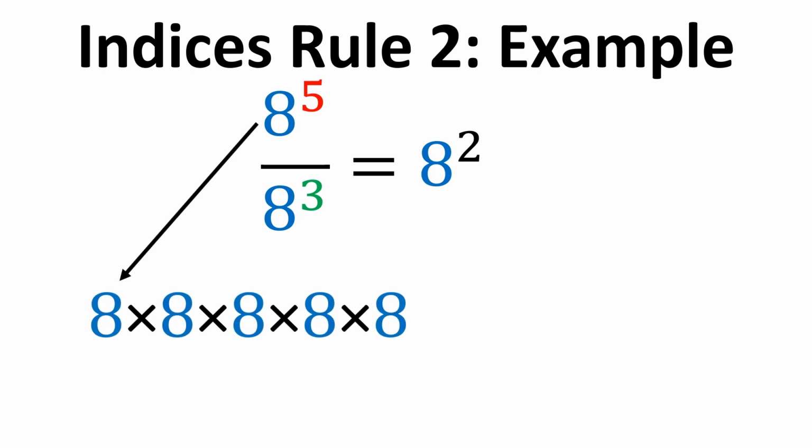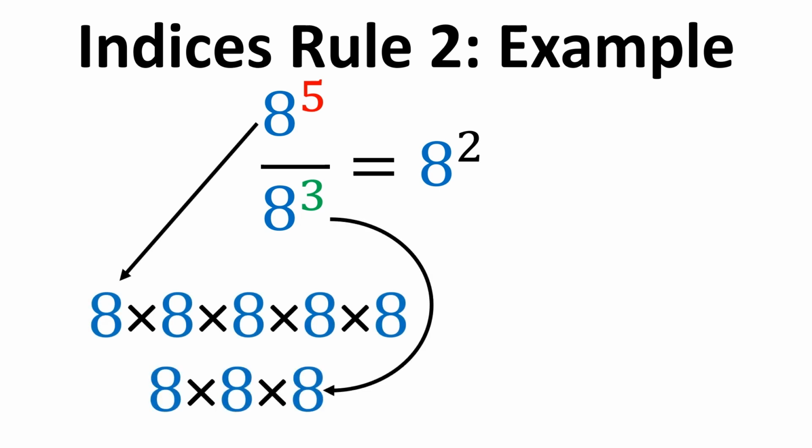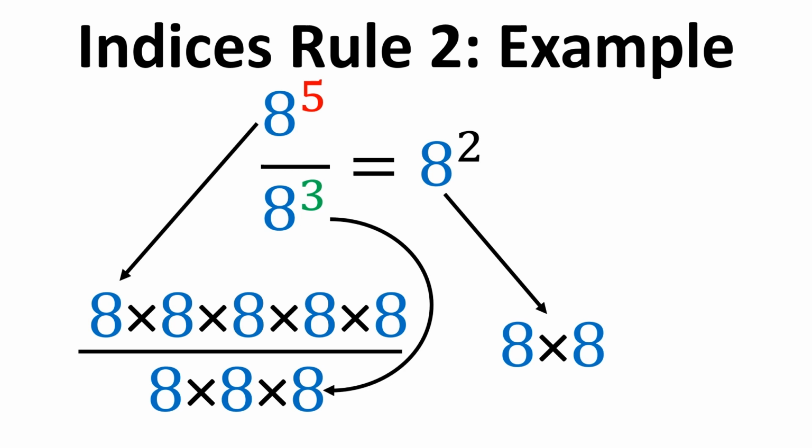So if we multiply all of these out, 8 to the power of 5 is just 8 times 8 times 8 times 8 times 8. So we've got 5 lots of 8s, and 8 to the power of 3 is 8 times 8 times 8. And that will equal 8 to the power of 2, which is 8 times 8. And the reason for that is that we can cancel out some of the 8s. So 3 of the 8s in the numerator are cancelled out by 3 of the 8s in the denominator, just leaving 8 times 8.